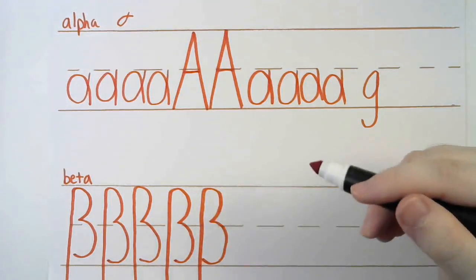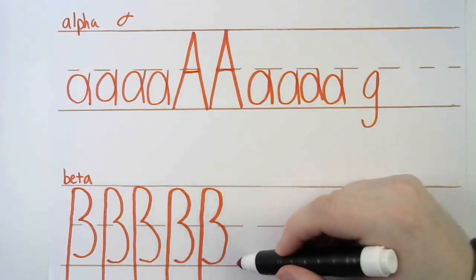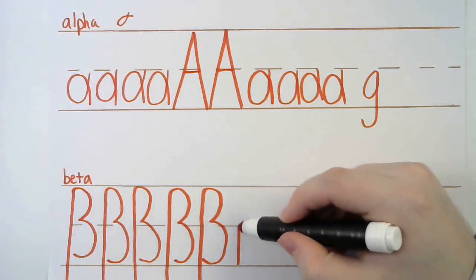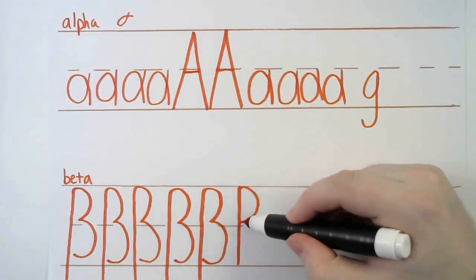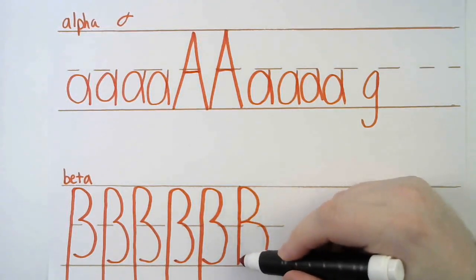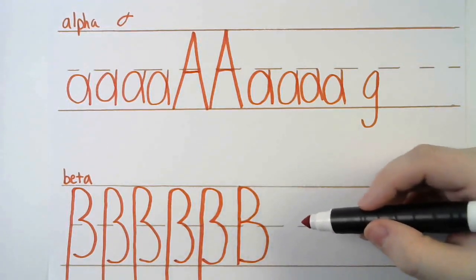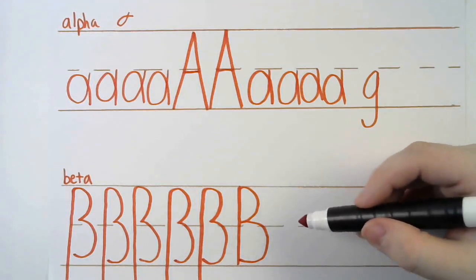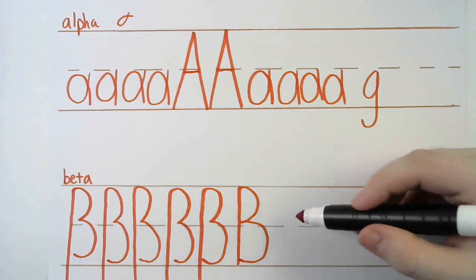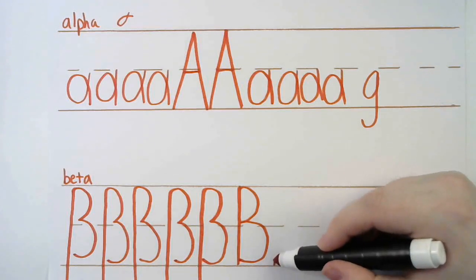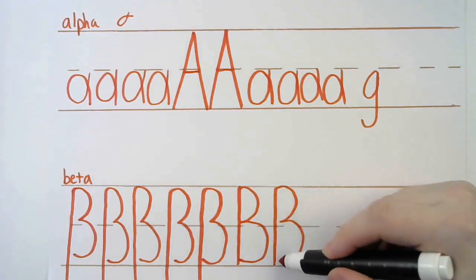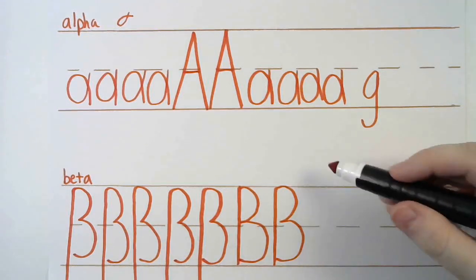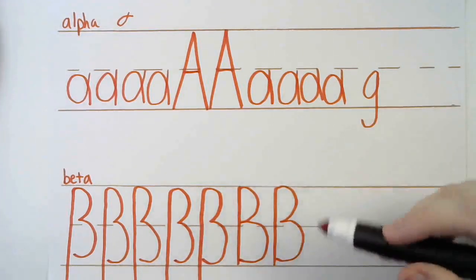Now for the capital beta. You start at the bottom of the line, you come all the way up, and you loop round, and you loop round. Yes, it looks an awful lot like our capital English B. And you just come up, and like so. I guess you could go down, but I'll leave that up to you.